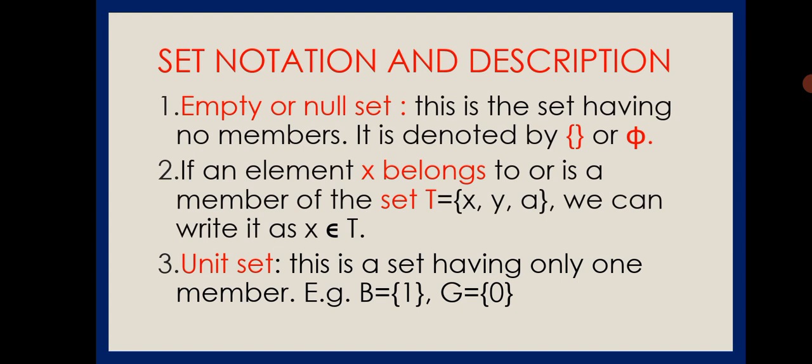The third one, that's the unit set. What is a unit set? This is a set having only one member. Example, set B is equal to {1} in its curly bracket. The second set, G is equal to {0}, with 0 as its member or element.